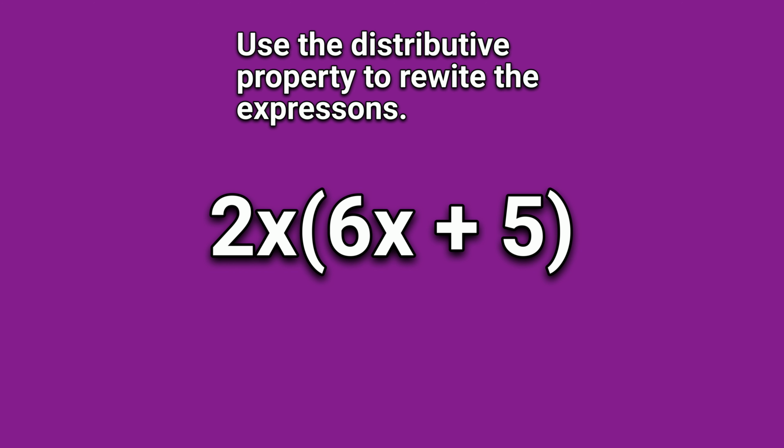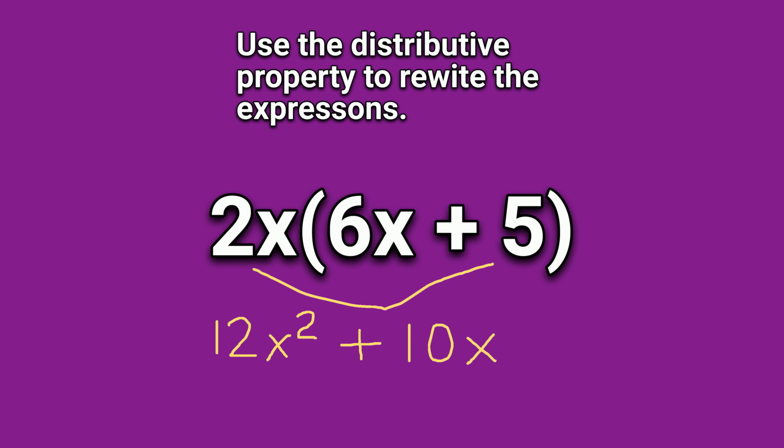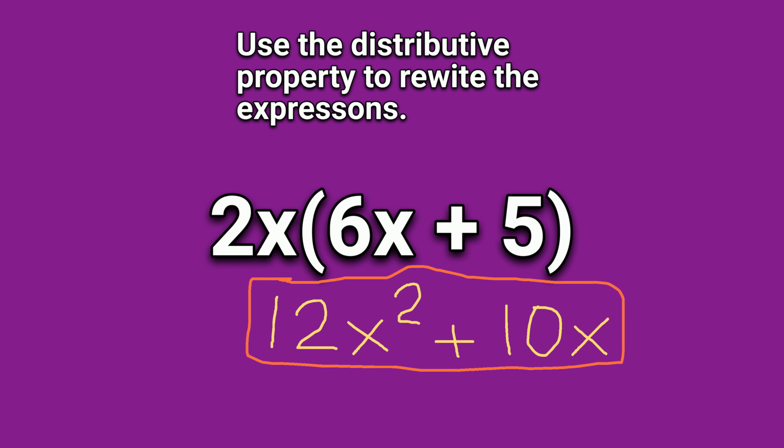To rewrite the expression 2x times the quantity 6x plus 5 using the distributive property, you need to multiply the term outside the parentheses by each term inside. First, multiply 2x by 6x to obtain 12x squared. Next, multiply 2x by 5 to get 10x. Finally, combine these results to form the expression 12x squared plus 10x.